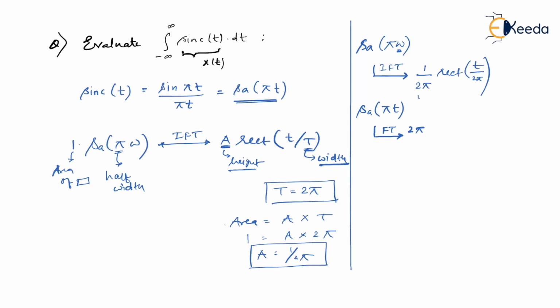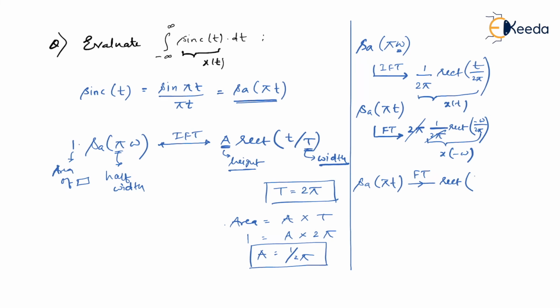It is 2 pi times x of minus omega. So this is x of t, am I right? So what I have to get is 2 pi times small x of minus omega, where x of minus omega is actually x of t, where t is replaced with minus omega. So it becomes 1 upon 2 pi rect of minus omega upon 2 pi. So here 2 pi gets cancelled. Finally, sampling of pi t is having a Fourier transform as rect of omega upon 2 pi.